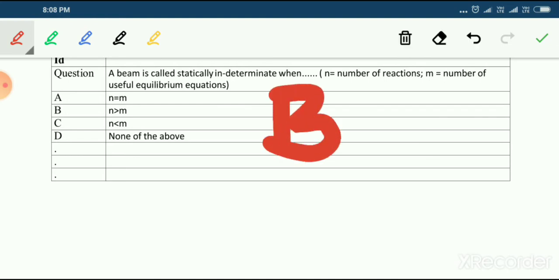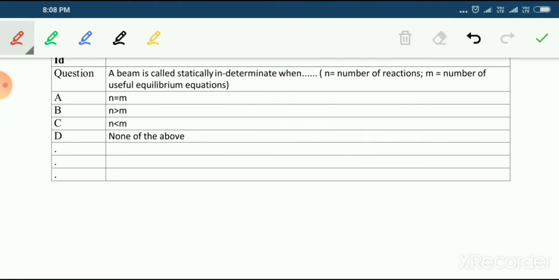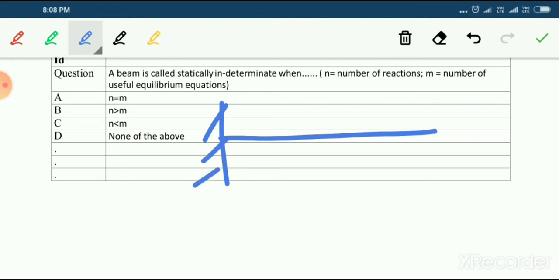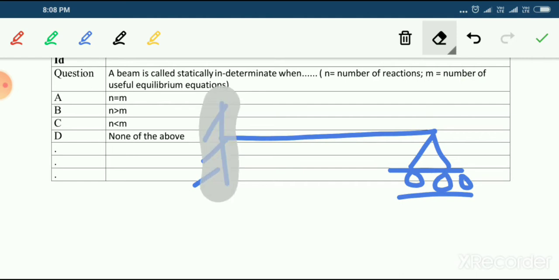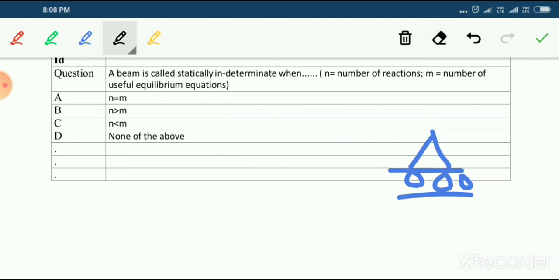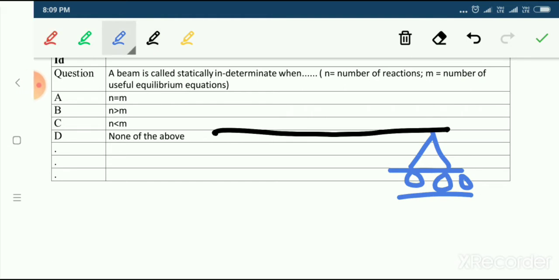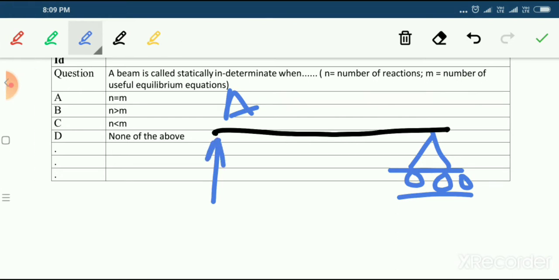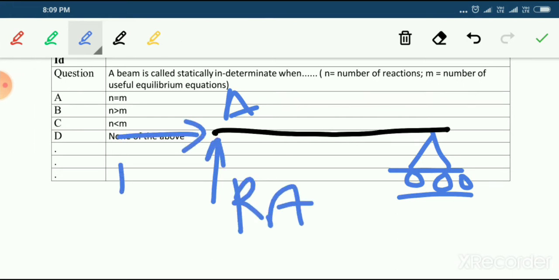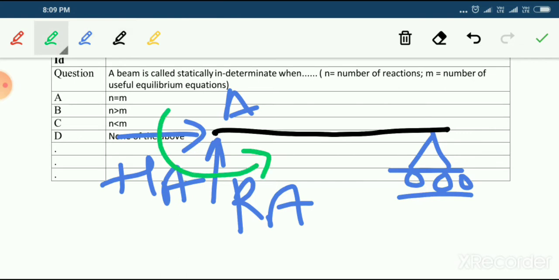If number of reactions are more than static equilibrium equations, I will explain by a beam. So I will draw a beam. Say this is the fixed beam. I will provide one roller support at this end. So I will draw the free body diagram of this one. For fixed support, how many reactions do you have? For fixed support you have 3 reactions. If I take this A support, say this is RA and this is HA, and you have one moment, that is MA.